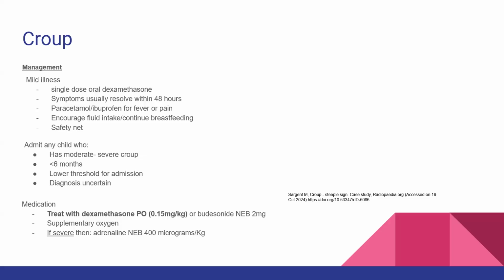So like I said, everyone gets dexamethasone, and that is oral. A budesonide nebulizer would be if they're really bad and can't take anything orally. And then give them some oxygen if they've not got good SATs. And then if it's severe, you can think about nebulized adrenaline.